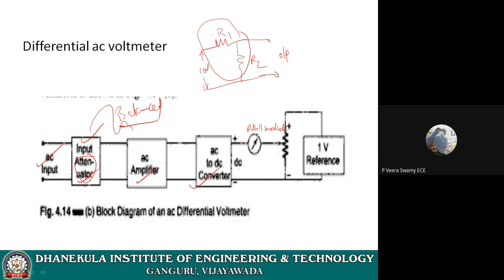Differential means it requires two inputs. One is a known voltage, another one is an unknown voltage. Here, the 1 volt reference. Is this voltage known or unknown? This particular voltage, the 1 volt reference voltage, is it known or unknown? Known voltage. Yes, it's a known voltage.